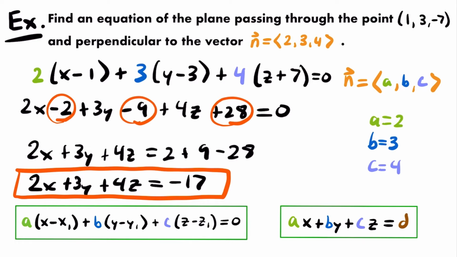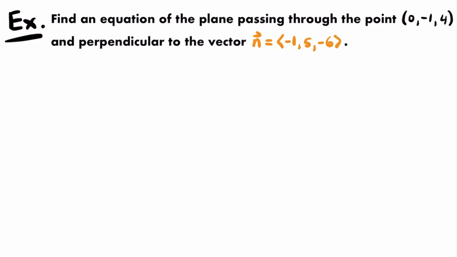And so with that, let's take a look at another example. Okay, so next up we have a very similar example. Once again, we want to find an equation of the plane that passes through the point 0, -1, 4 and is perpendicular to the vector n, which is the position vector of the point -1, 5, -6. Okay, so we have the same exact problem as we did last time, except now we have a different point and a different normal vector.